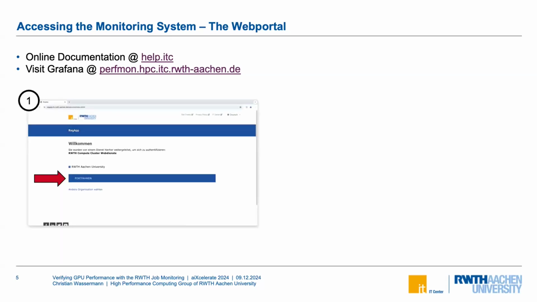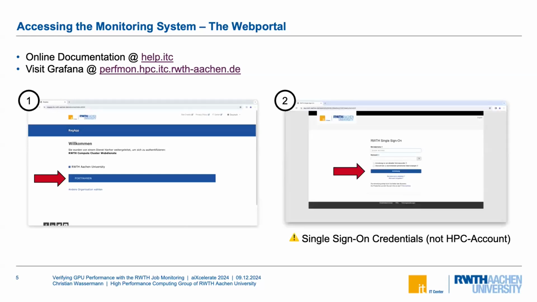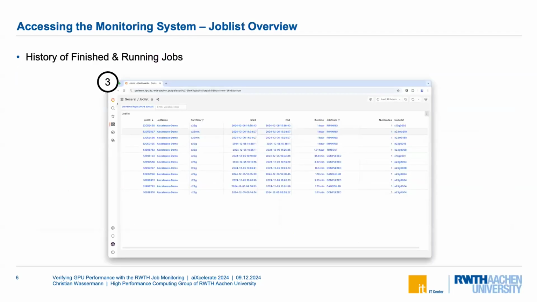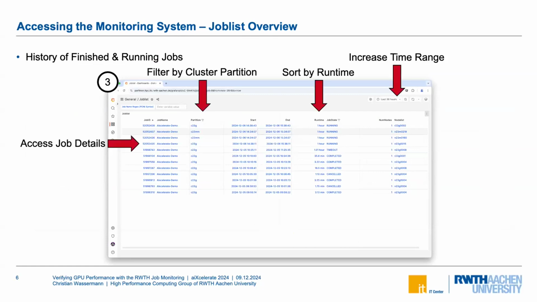When you go to this URL, you'll be greeted with a lovely login screen, just redirecting you to a single sign-on. Be aware, these are the standard single sign-on credentials you know from other services, not your HPC account. With this technical detail out of the way, you'll be greeted with a history of your finished and running jobs. This is just a table with the job IDs, your job names, the partitions you submitted to, and so on, like the basic job information.